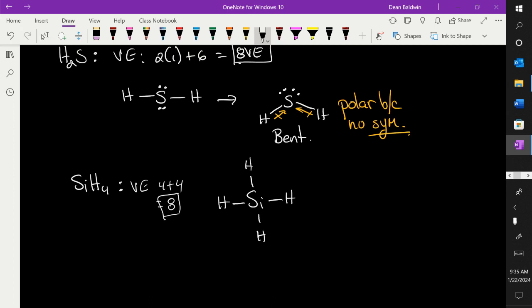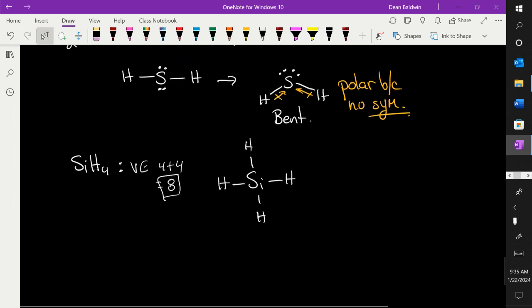What is the name of the structure? Right? It's tetrahedral. Does it have symmetry? It does. Therefore, it is nonpolar.